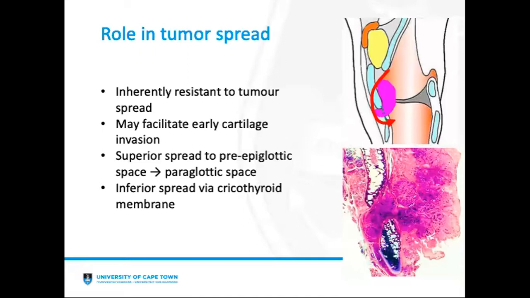Thirdly, a local inflammatory response has been recognized in early tumors to occur in close proximity to the anterior commissure tendon, which results in ossification of the thyroid cartilage, which further facilitates tumor invasion. Its close proximity to the thyroepiglottic ligament and epiglottic petiole facilitate early spread into the preepiglottic space, which is of course in continuity laterally with the paraglottic space. Further, its close proximity inferiorly to the cricothyroid membrane allows for potentially early extralaryngeal spread via the cricothyroid membrane.